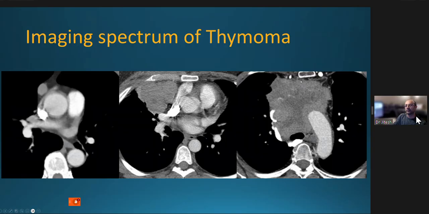And on the right side, we can see this is more of an invasive tumor, which is invading the SVC and the other vascular structures in this patient. So these are all different spectrums, or different morphological grading of thymomas. I'm not going into details of the grading of the thymoma. That's a separate talk for the thymic epithelial neoplasm. So this is just an approach. So this is an invasive thymoma. This could be invasive, non-invasive. This looks like a non-invasive thymoma.